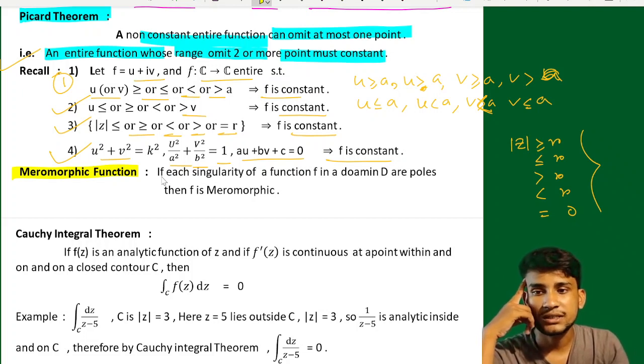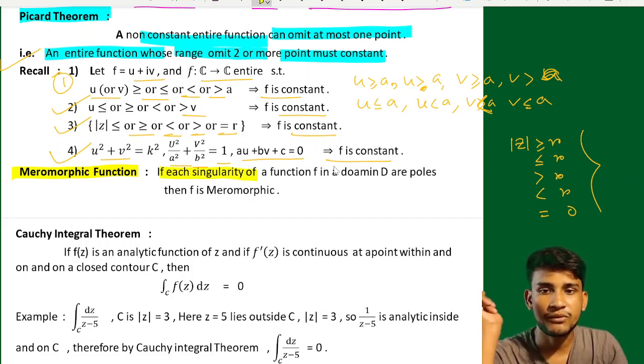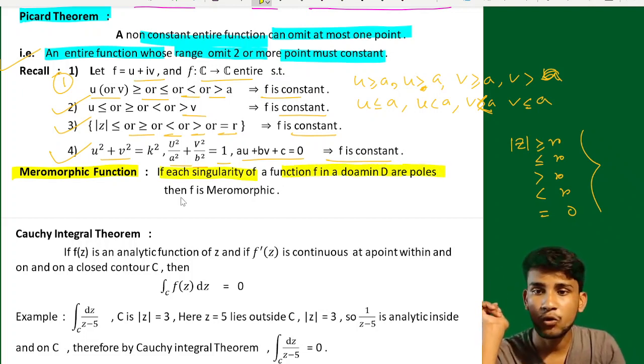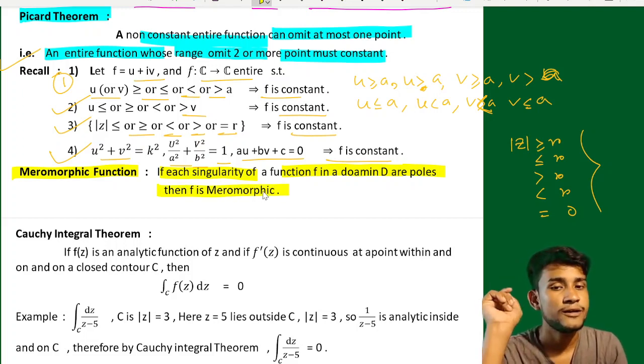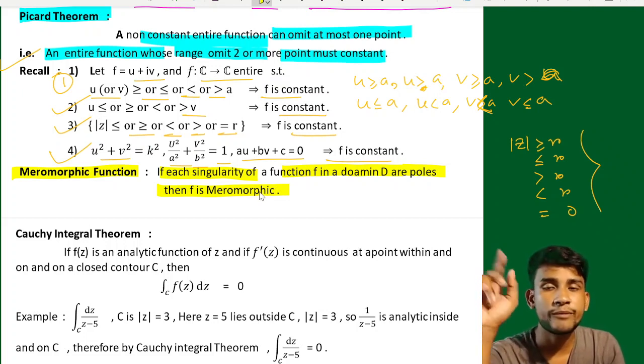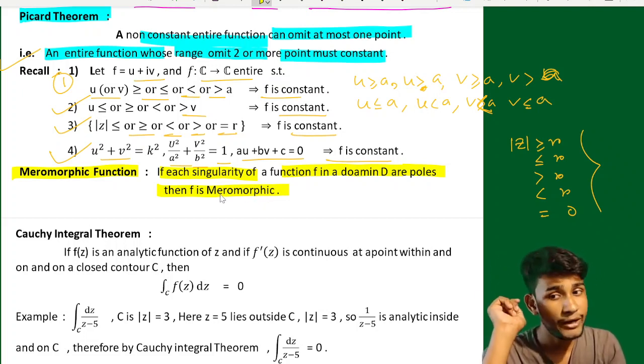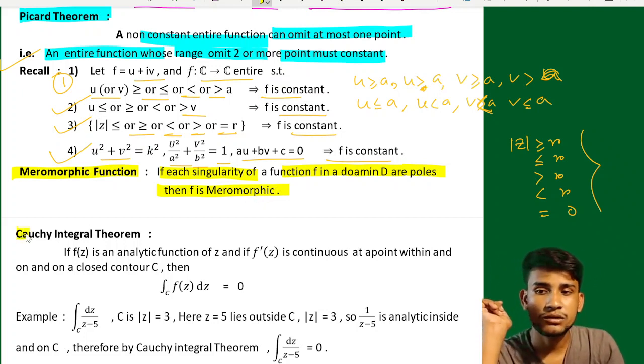Now it comes to an important definition, which is the meromorphic function. A function is meromorphic if each singularity of the function in the domain D is a pole. That means if for any function the singularities are only poles, then f is said to be a meromorphic function. Now it comes to the Cauchy integral theorem from integration in complex analysis.